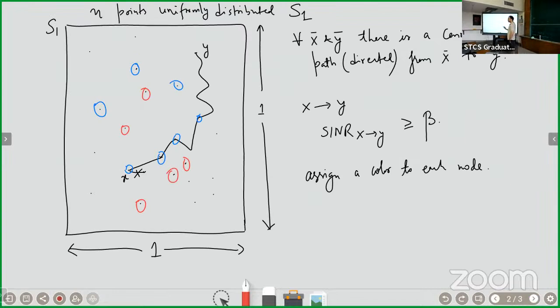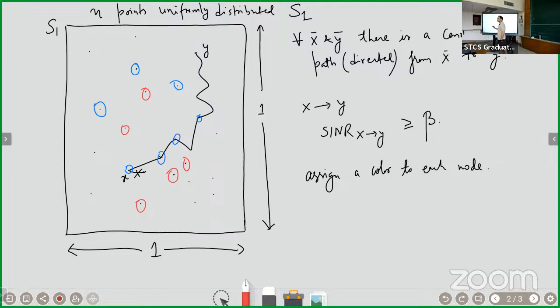What am I doing? I'm assigning a color to each node. So all these are blue guys. But there can be a connection between red and blue. That is not ruled out. All I'm saying is that this guy, who is a blue guy, can only see interference from blue guys. That is all. You can still have a connection between a red node and a blue node. Not a problem. Because the interference is seen here. Interference is not seen here.